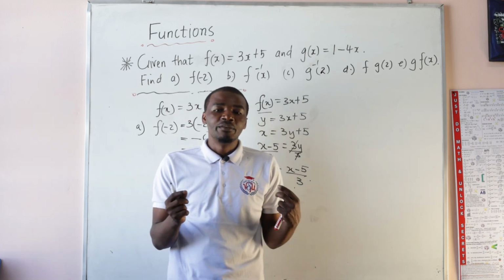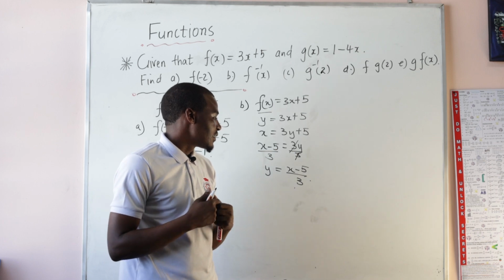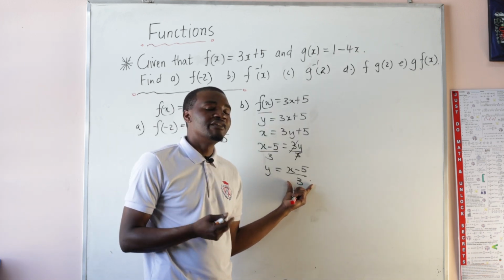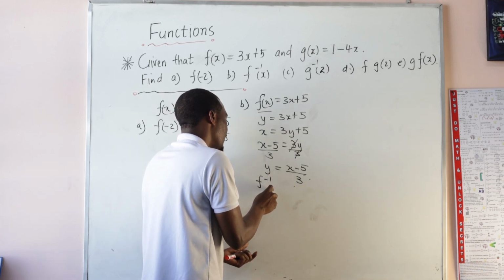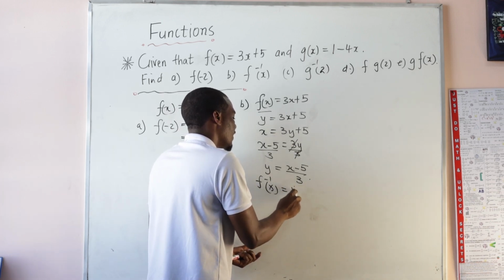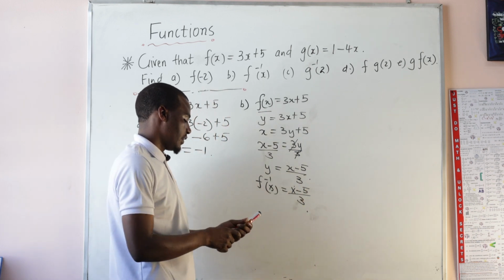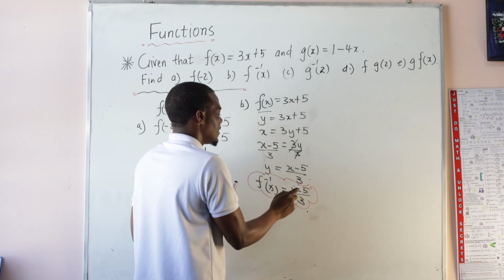So yes, we have successfully managed to make y the subject of the formula. The next thing we have to do is this: the result we have is the inverse. So we can replace y with the inverse of f of x. The inverse of f of x is x minus 5 all over 3. So that's our solution.